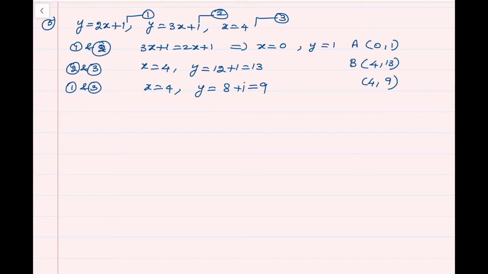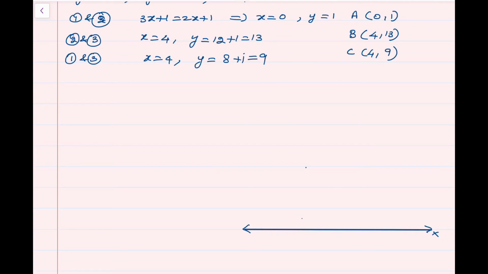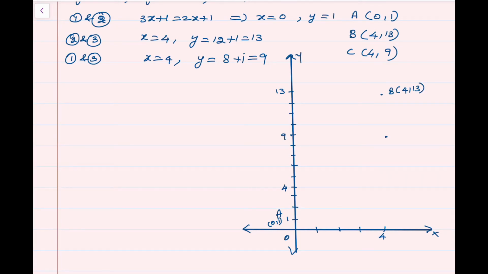We will name the points A, B, C. Let us draw the figure. On the y axis, we need 13 units. Let us plot these points. 0, 1. This is vertex A. This is B 4, 13 and C 4, 9. Let us join these points.